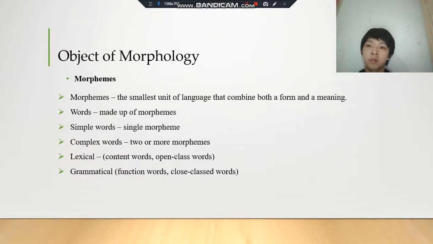Moving on to the object of morphology. The object of morphology is morphemes. And here are some definitions related to morphemes. A morpheme itself is the smallest unit of language that combines both a form and a meaning. It is smaller than a word itself, because words are made up of morphemes, and simple words are made up of a single morpheme. Complex words are made up of two or more morphemes.